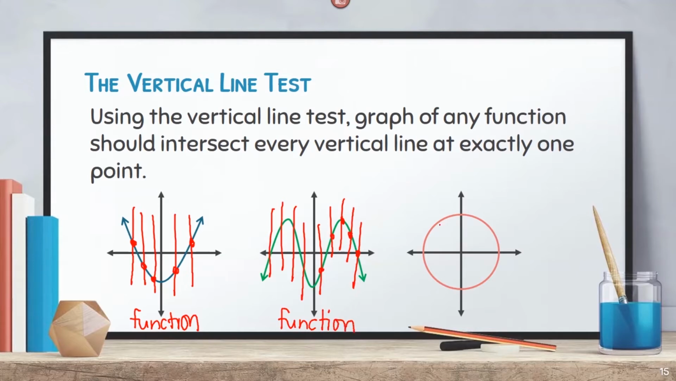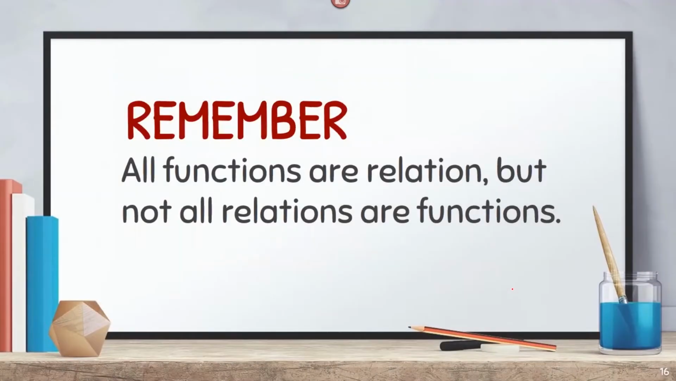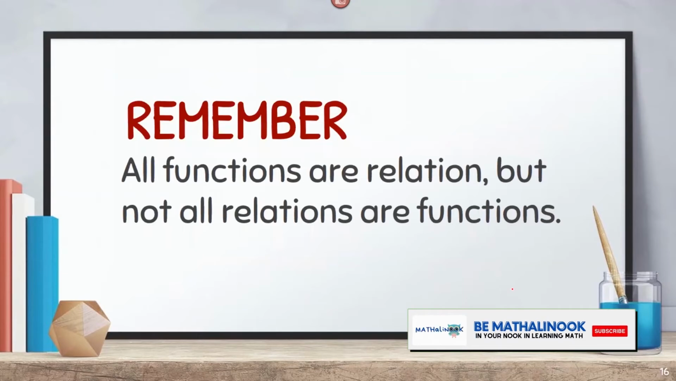However, for this last graph, notice that vertical lines intersect the graph at 2 points. Therefore, since the vertical lines intersect the graph at 2 points or more than 1 point, this graph represents a mere relation. As we end the discussion, remember that all functions are relations, but not all relations are functions.